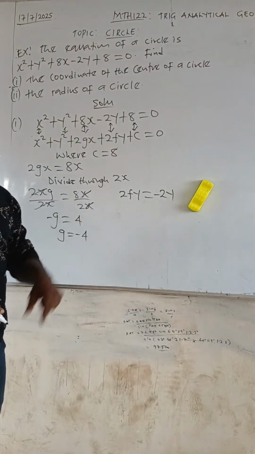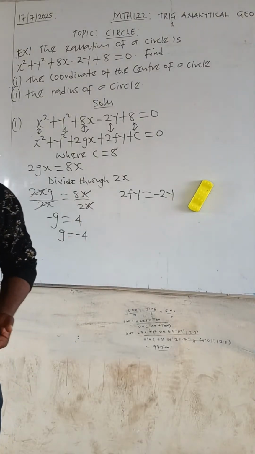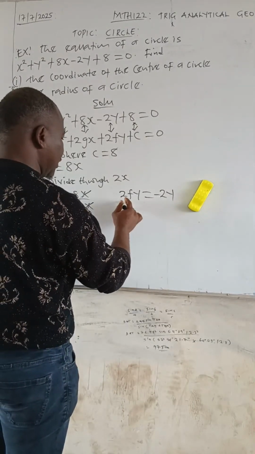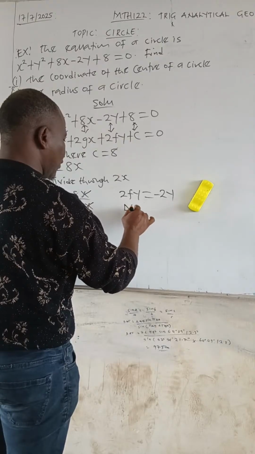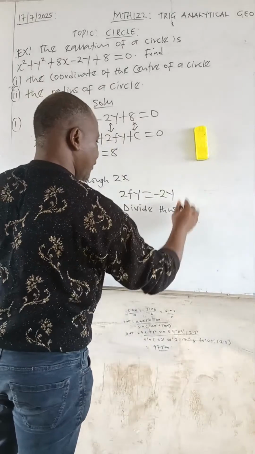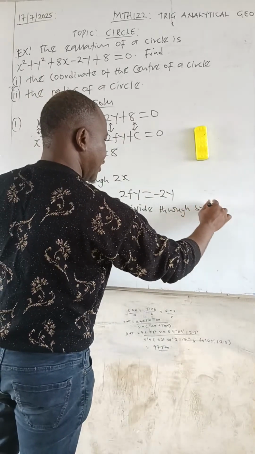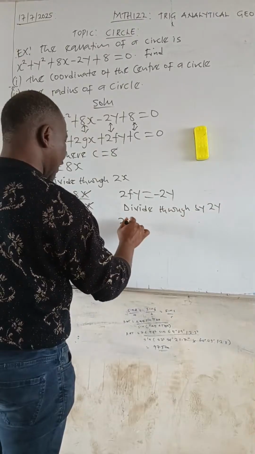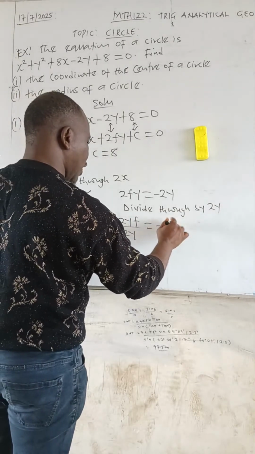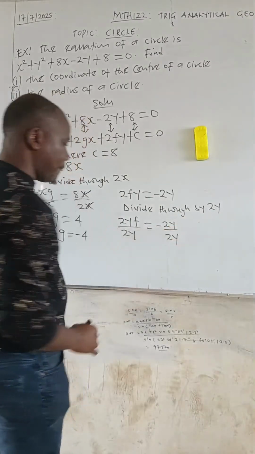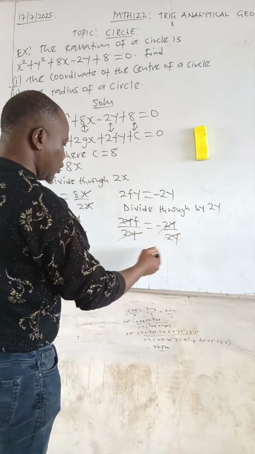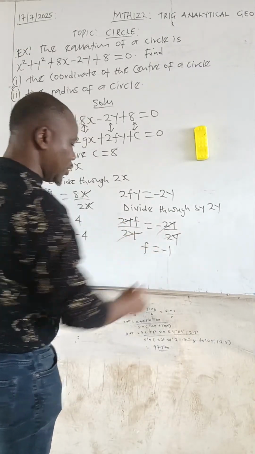So we want to obtain f. What do we do? If we divide through by 2y, we have 2yf all over 2y equals minus 2y all over 2y. This and this will go. Our f is equal to minus 1.